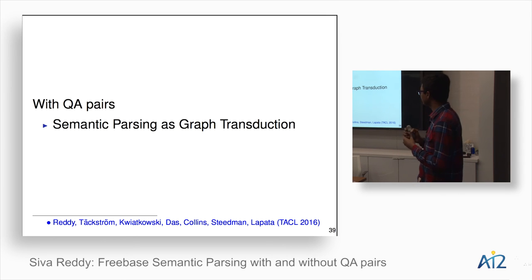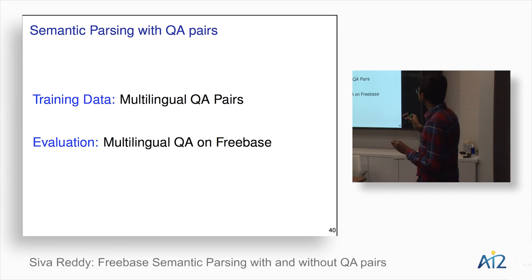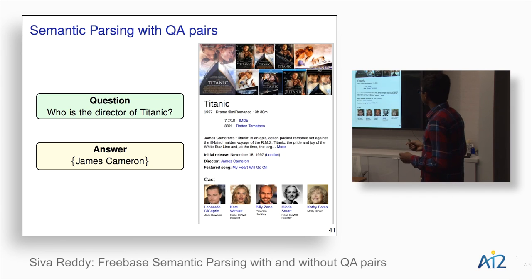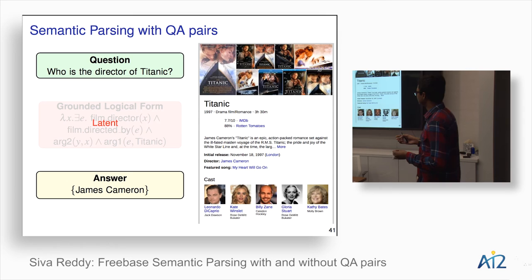So here I compare with every possible method that's there. And here I'm using the same kind of supervision which everybody uses, which is question answer pairs. So the scenario is you have question answer pairs as training data. Here I'm having multilingual question answer pairs, and the evaluation is multilingual question answering on Freebase. The multilingual part is not published yet, so this is kind of new. You have Freebase and a question and an answer as input, and we assume that there is some latent logical form that can produce this answer, and the goal is to learn that latent logical form.